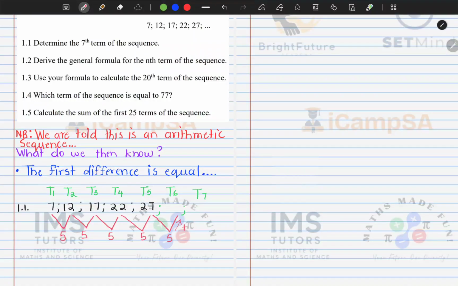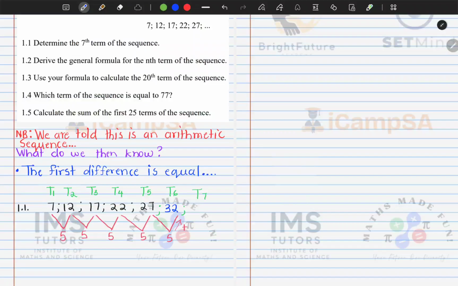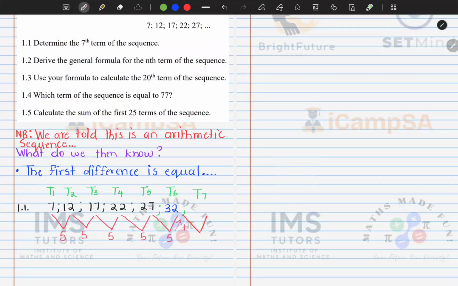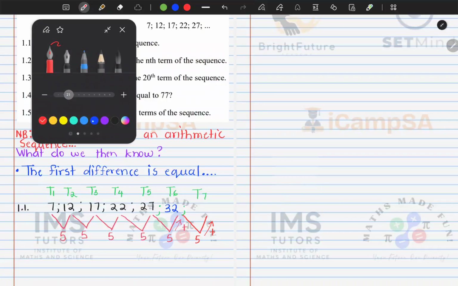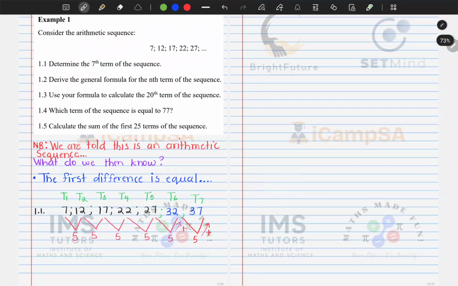So that means we must do 27 plus 5, and that will give us 32. So 32 is what should be here. But what we know is that the common difference should still be a 5. And how we go there, we take the previous term, we add a 5. So 32 plus 5, that becomes 37. So as you can see, we have found our term 7. Therefore, our T7 becomes 37.